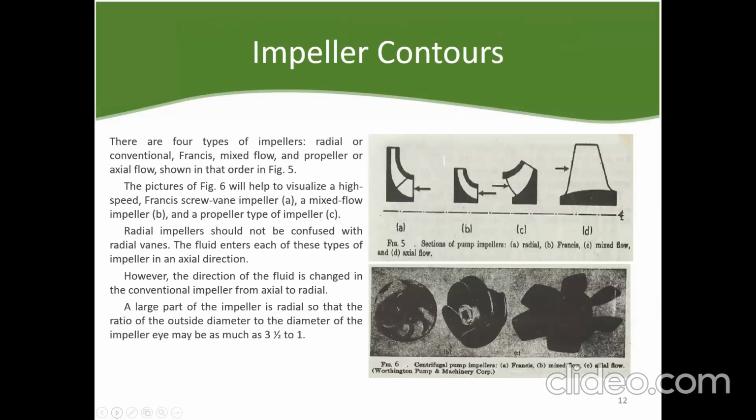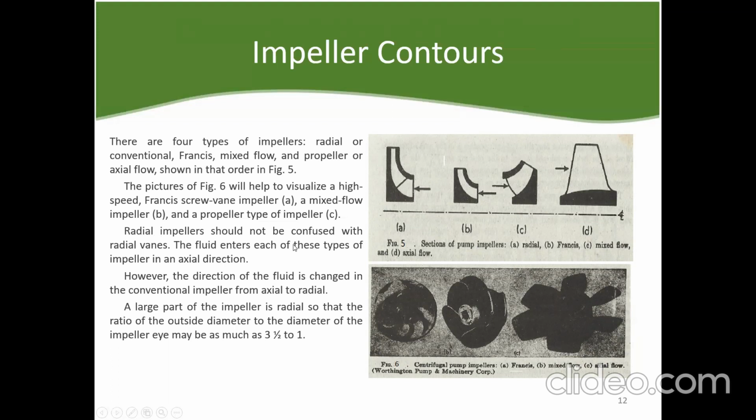So impeller contour, there are 4 types of impellers: the radial, letter A, or conventional, Francis, then mixed flow and axial. So the pictures of figure 6 will help to visualize a high speed Francis screw vane impeller letter A, mixed flow impeller letter B, and a propeller type impeller letter C. So wala tayong makukuhang color dito. Baka meron sa internet, hanapin nyo doon. May mga picture yan. Colored. Noon, mahirap maghanap. Ngayon, malapit na. Maraming image sa internet.